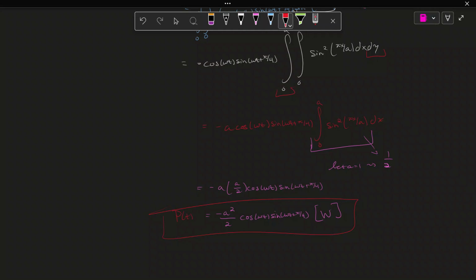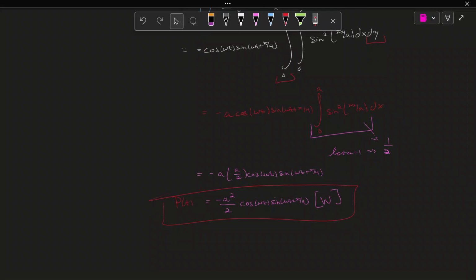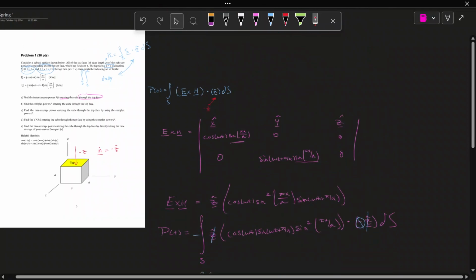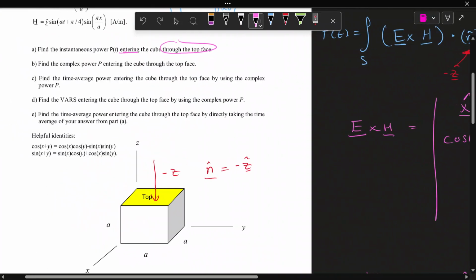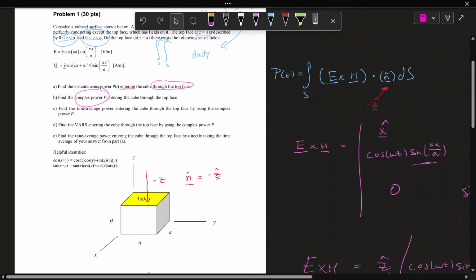Now, let me make sure that's right with the answer choice here. So negative a squared over 2 cosine omega t sine. Okay, we're good here. And it's in watts, remember. So now, what do we have next? The next question asks, find the complex power. Okay, this is where our bread and butter is. This is what we've been practicing so much.